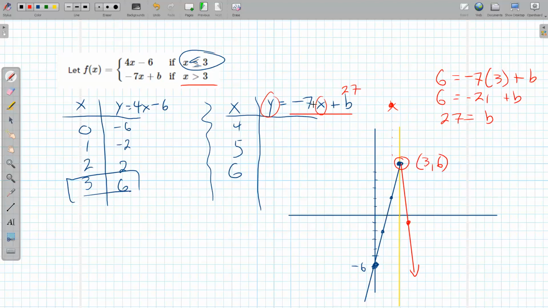To continue, if we plug in, say, 4 to that, we get negative 28 plus 27, so we would get y as negative 1, and that is definitely the point I have graphed right there that I used the slope for. So again, we had to find the y value for 3 here, because these guys have to meet, even though this guy can't actually use 3, it has to be able to go right up to the edge of it. So we have to know what it is at 3 anyway. Okay, hope that was helpful. Questions further?